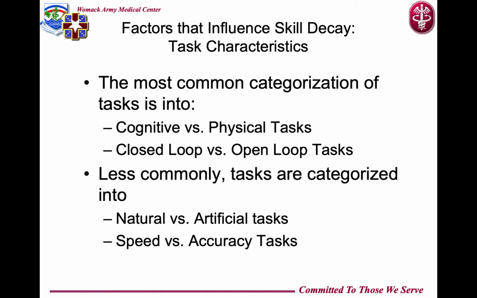Okay, now let's focus on task characteristics that affect the retention of skills. Most commonly, tasks are categorized as cognitive versus physical tasks, or closed versus open loop tasks. We're going to also categorize tasks as natural versus artificial, and speed tasks versus accuracy tasks. Let's start with cognitive versus physical tasks.